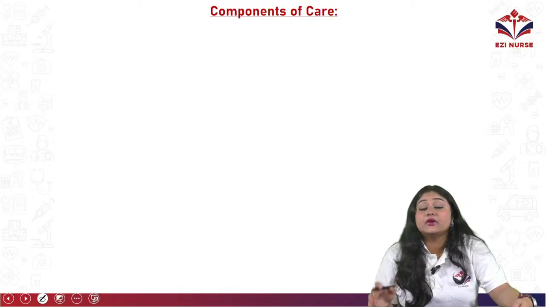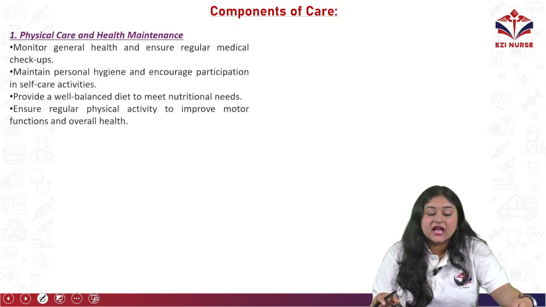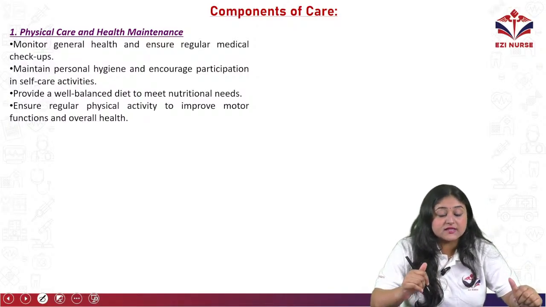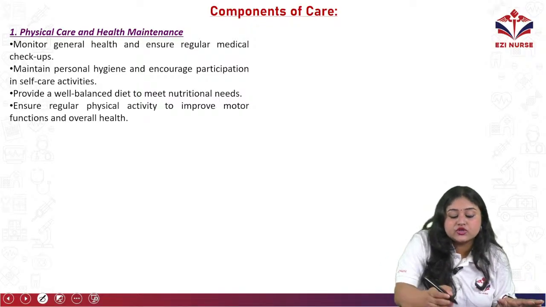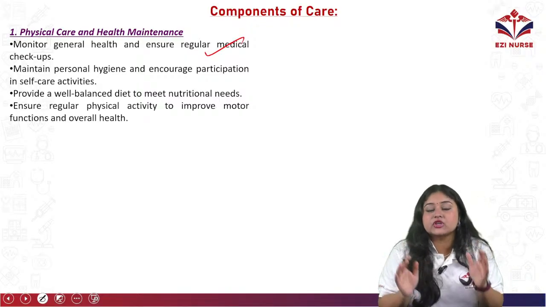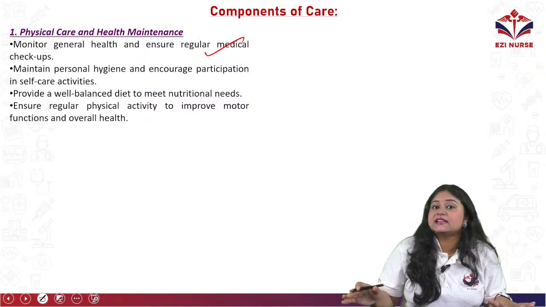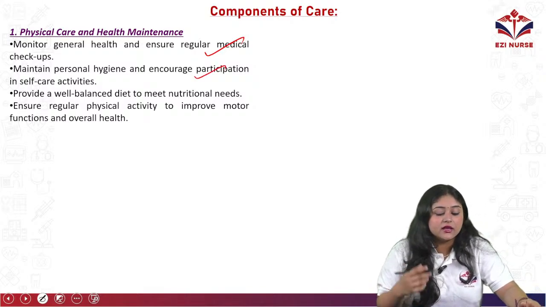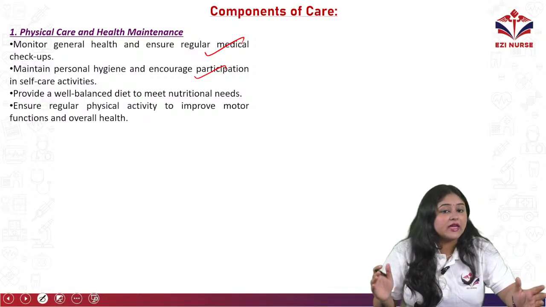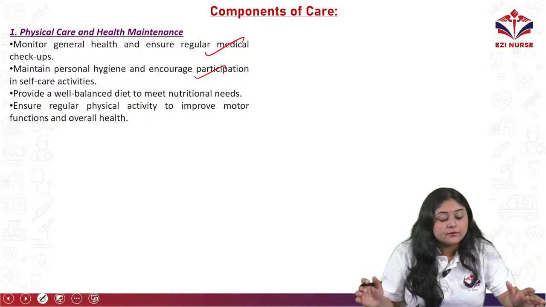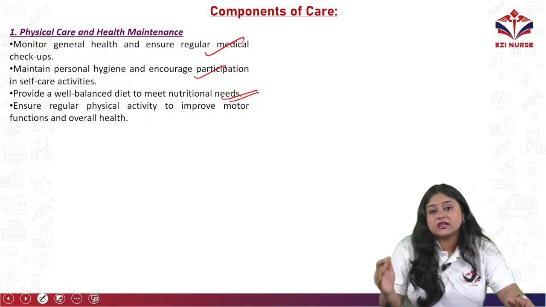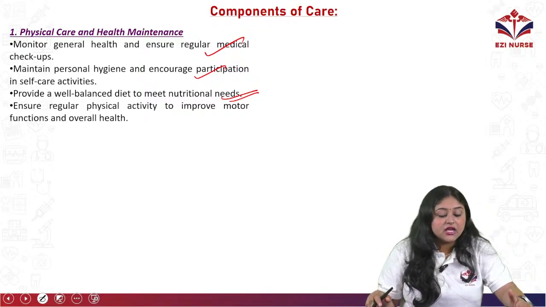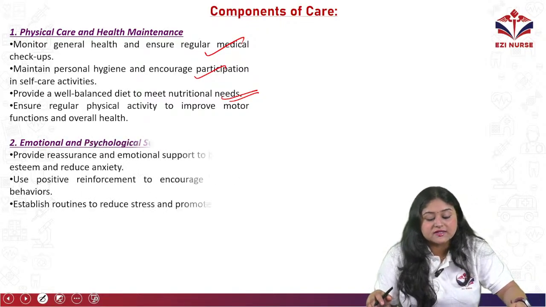So now come to the components of care for the mentally challenged person. First is physical care and health maintenance. We have to monitor general health and ensure regular medical checkups, meaning the patient should keep up regular medical checkups as well as diagnostic services. Then we have to maintain personal hygiene, which is also helpful to encourage participation in self-care activities. And also we have to provide a well-balanced diet, which mainly helps to meet nutritional needs based on the patient's health requirements. And we also have to ensure regular physical activity, which will be helpful to improve motor functions and overall health.